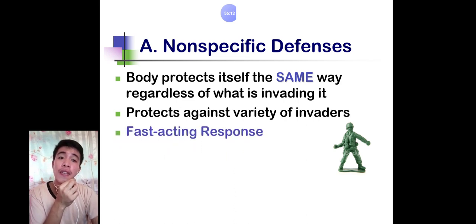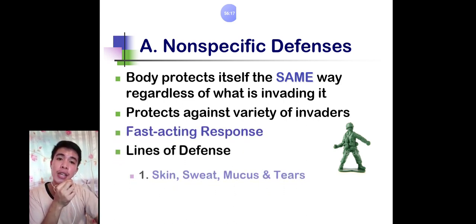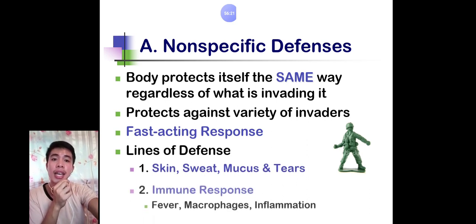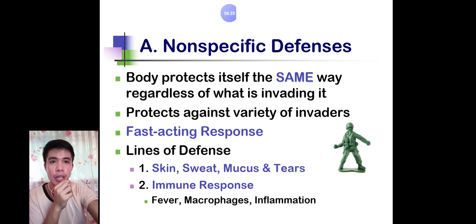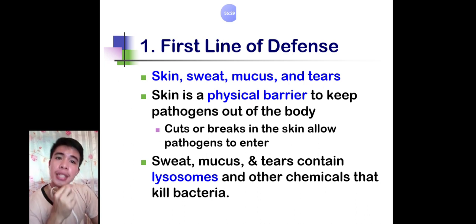And it is a fast-acting response. For lines of defense, we have the skin. The first line of defense: skin, sweat, mucus, and tears. Then the immune response: the fever, the macrophage, and the inflammation.